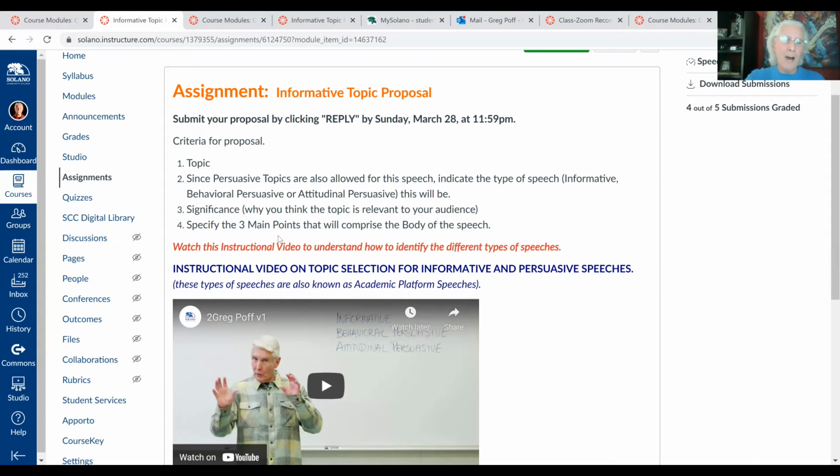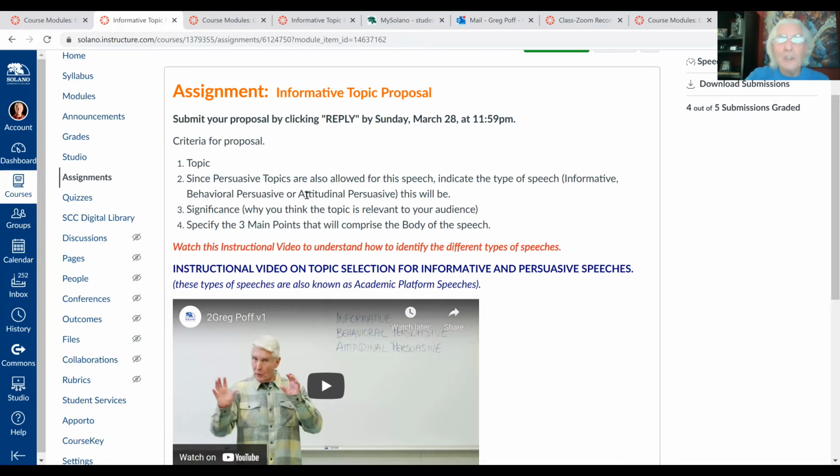When you submit your topic, I also want you to indicate right under it what kind of topic that speech will be. So you want to indicate whether it's going to be an informative speech, a behavioral persuasive, or an attitudinal persuasive speech. And the reason why that's important, that will determine the type of structural format, i.e. the outline format that you will use for your speech. You will use a different outline format if you're doing the informative speech as compared to the behavioral persuasive speech.